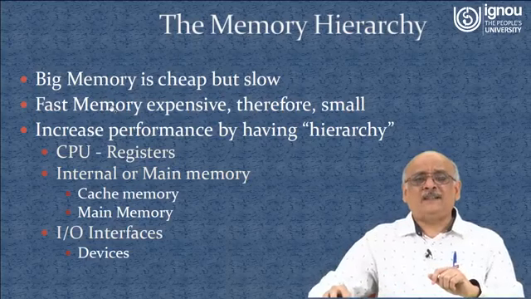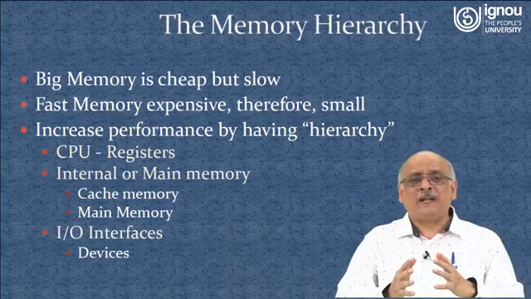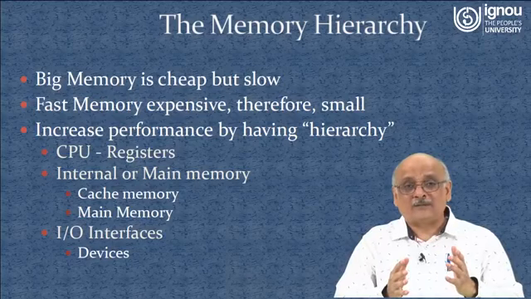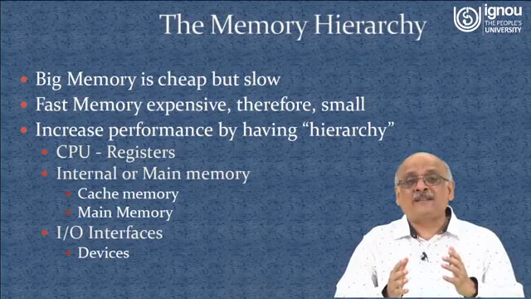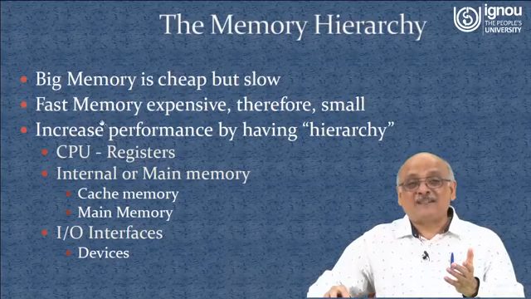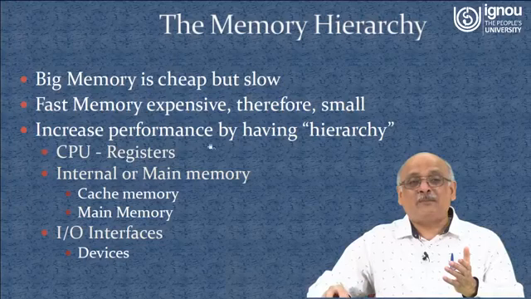Now what happens in general, this is what you are going to find, that big memory is cheap but slow. What is a big memory? That is what the question here is. Then fast memories are expensive, therefore small. Okay, and then what are these fast memories? As we increase performance by having a hierarchy. So what is this hierarchy all about?